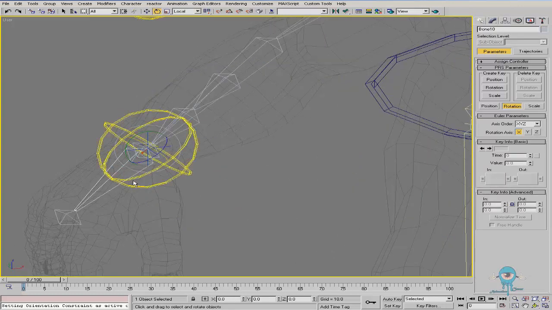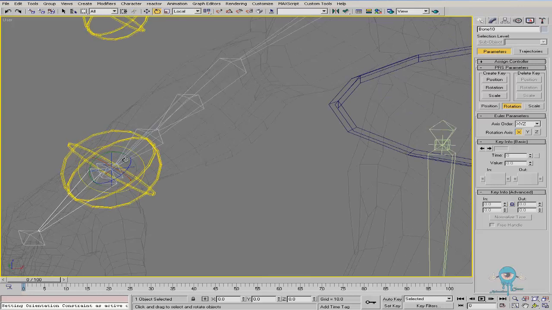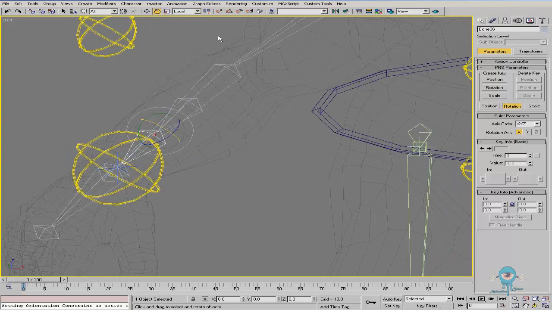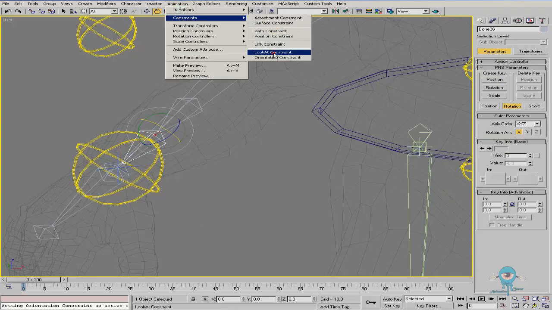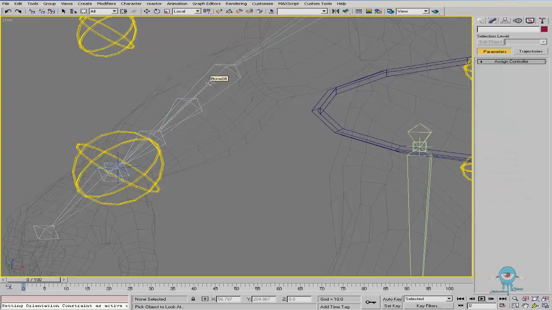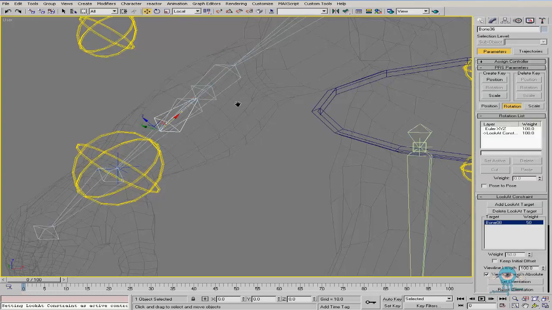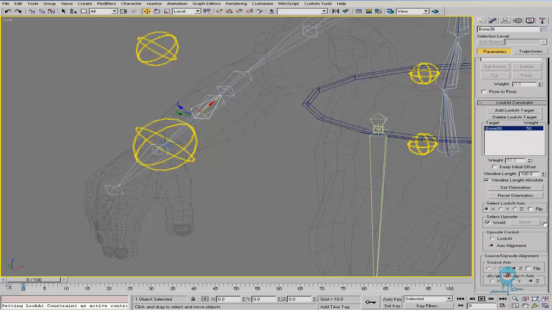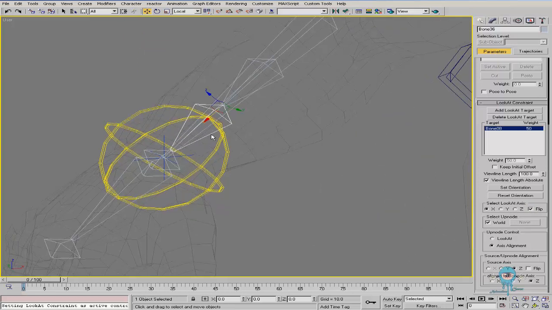We need to actually get the rotation of this joint along this axis here. So what we're going to do is a look at constraint on this first object. Constraints, look at constraint. We're going to make it look at the original arm elbow joint. This is going to flip this bone over, so I'm just going to select the look at axis, flip, and flip it back so it goes back into its correct spot.